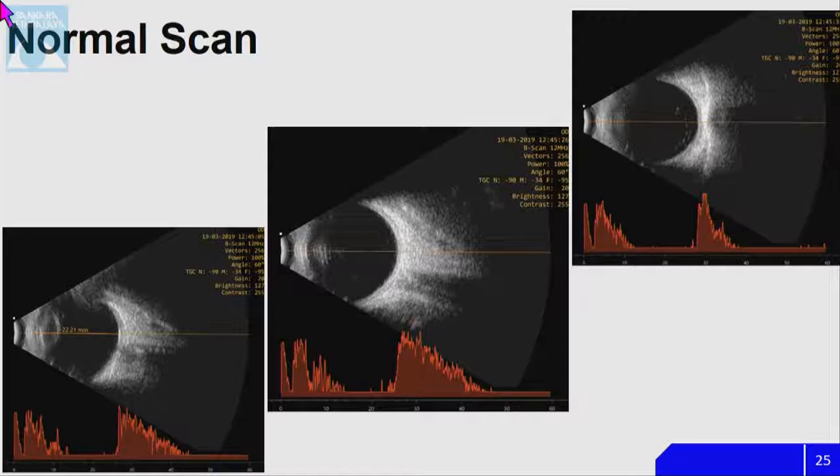Usually retina, choroid, and sclera are seen as a single high reflective structure. They are separated only in pathological conditions. And the orbital structures are not very much seen because of the attenuation. So this is an axial scan. Both of these are transverse scans, superior and inferior.